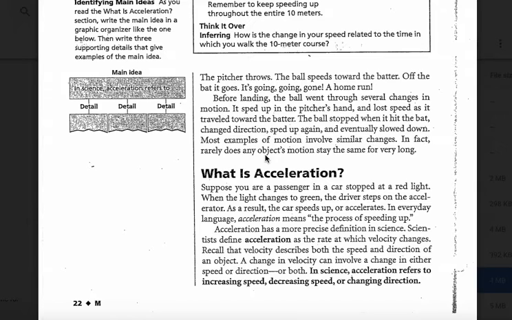What is acceleration? Suppose you are a passenger in a car stopped at a red light. When the light changes to green, the driver steps on the accelerator. As a result, the car speeds up or accelerates. In everyday language, acceleration means the process of speeding up. Acceleration has a more precise definition in science. Scientists define acceleration as the rate at which velocity changes. Recall that velocity describes both the speed and direction of an object.